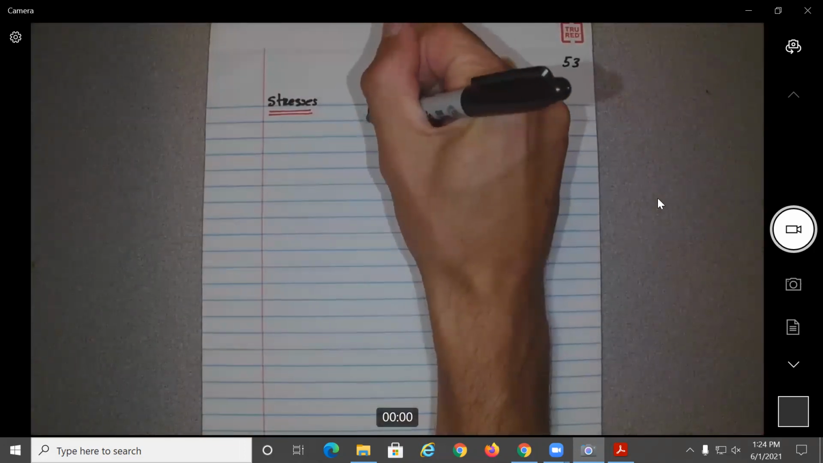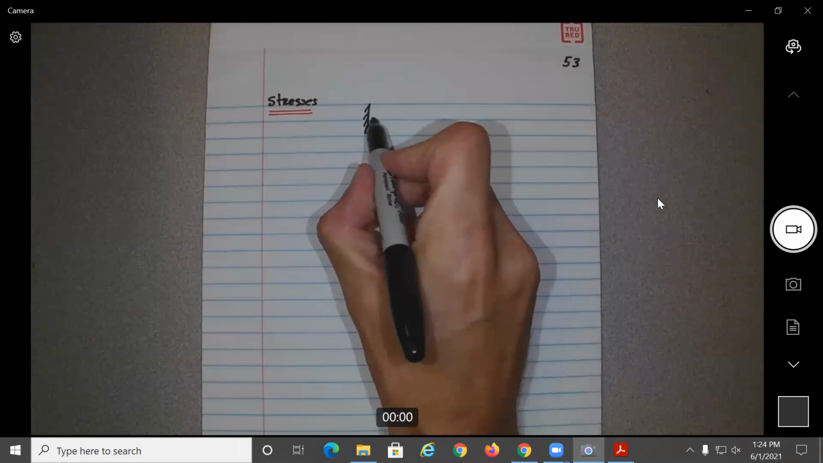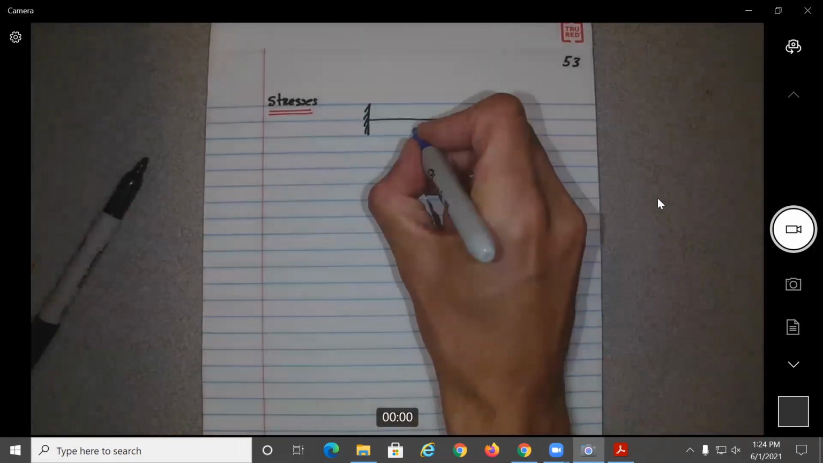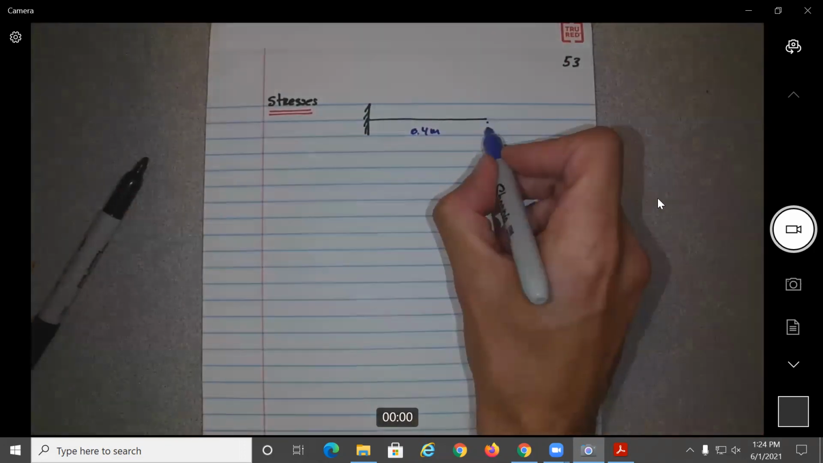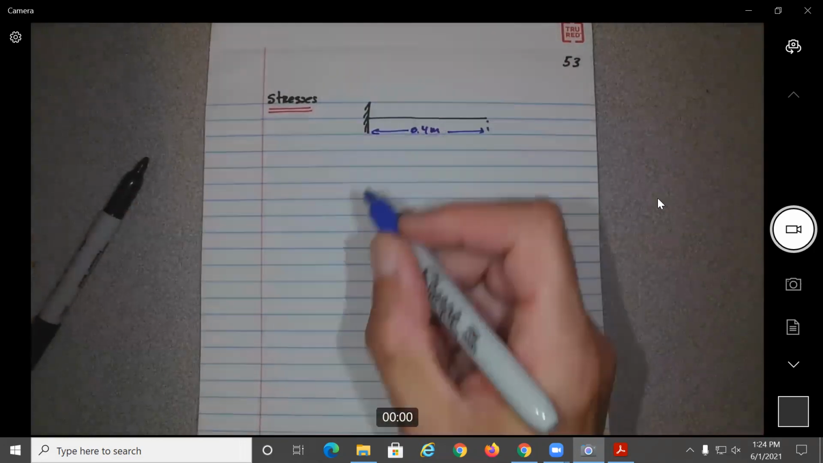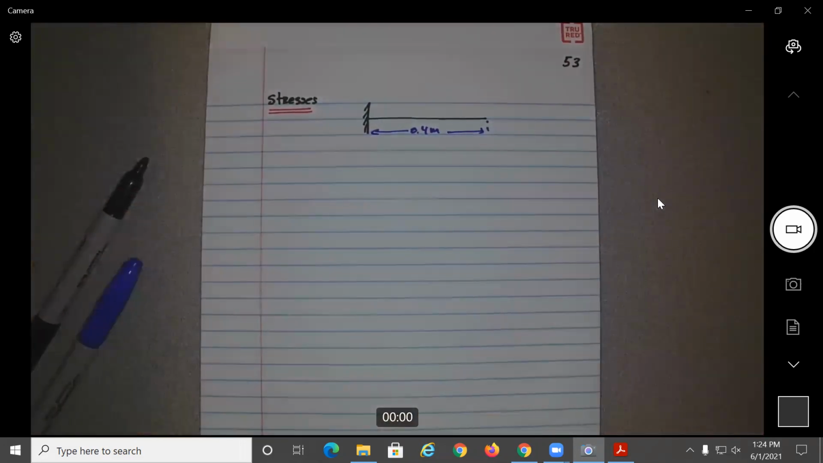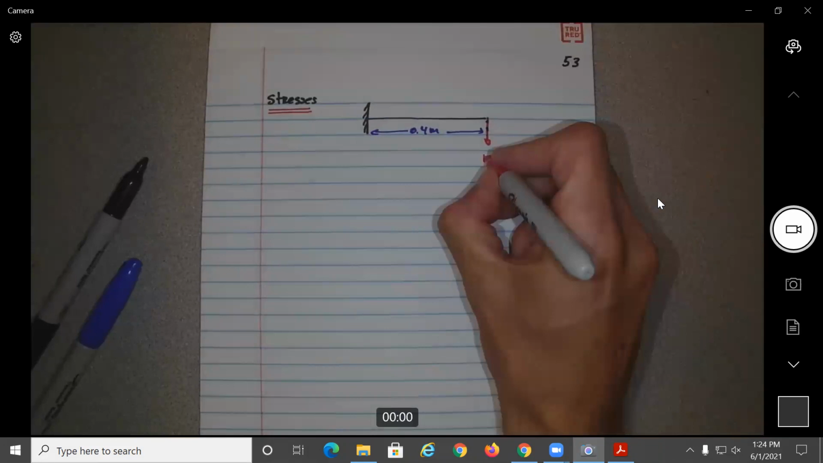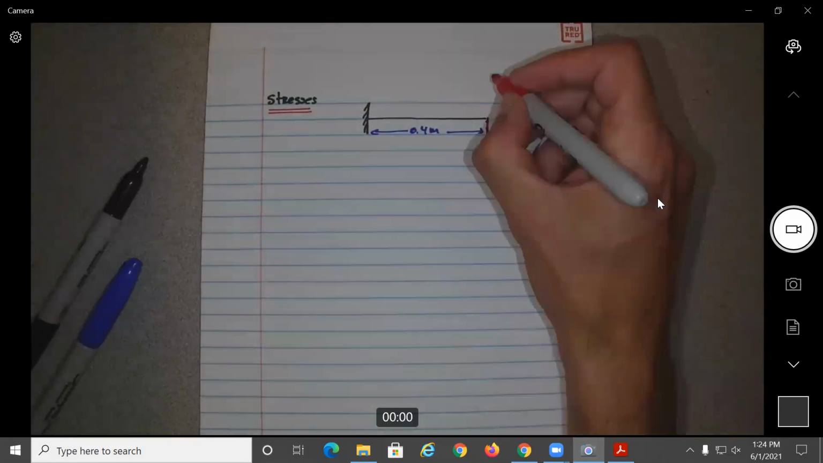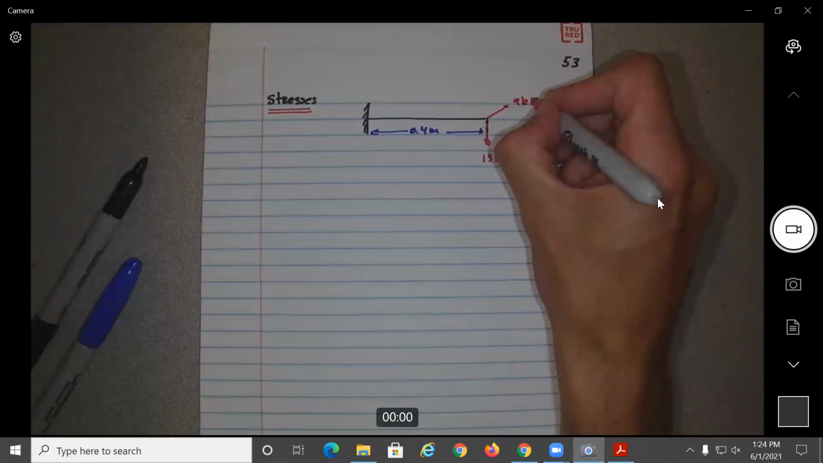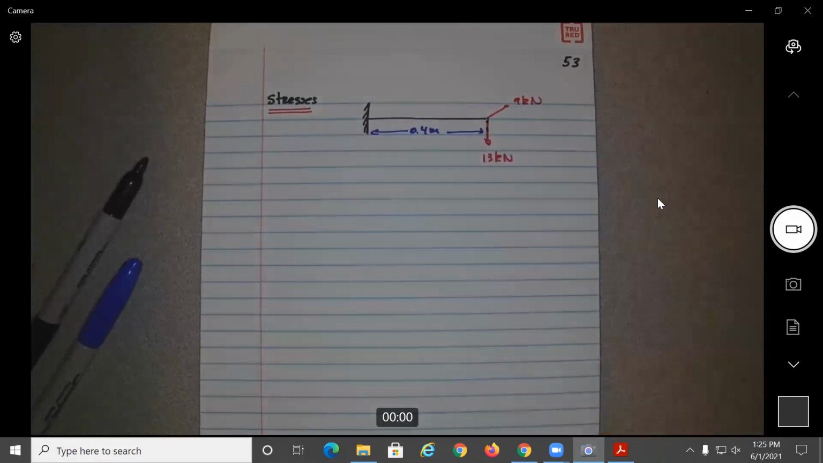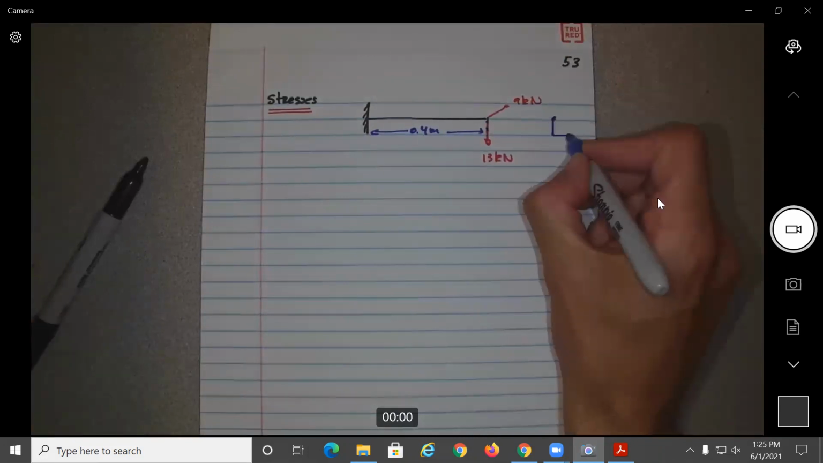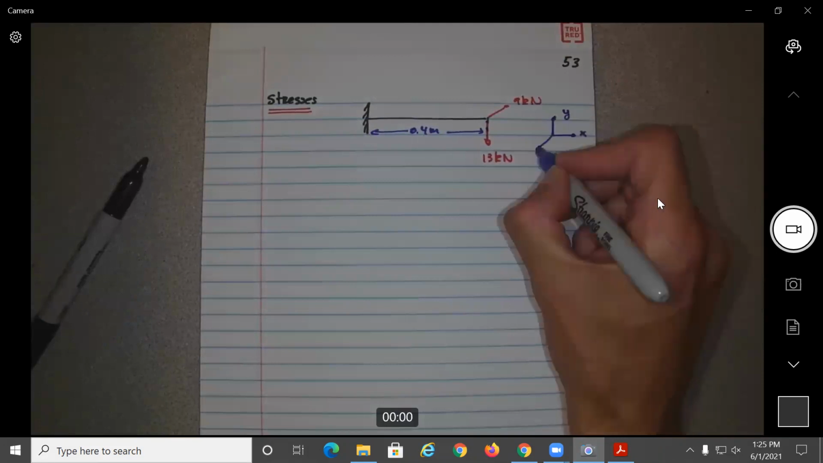Our problem is we had a cantilever beam of 0.4 meters. I mean, we don't need that information, but it doesn't matter. What's important to know is that we had a force over here of 13 kilonewtons and a force over here of 9 kilonewtons. The current system we use, if I remember properly, X, Y, and Z.